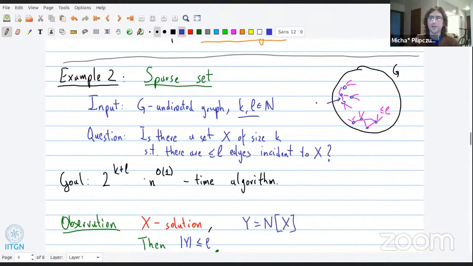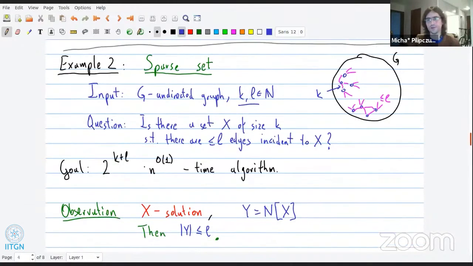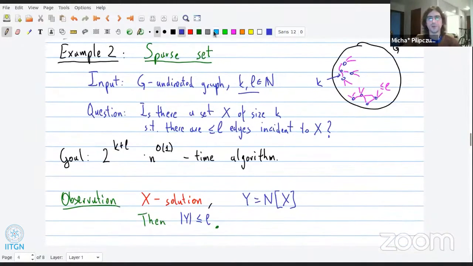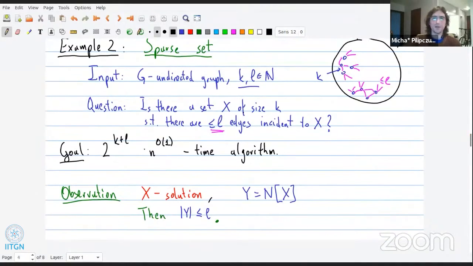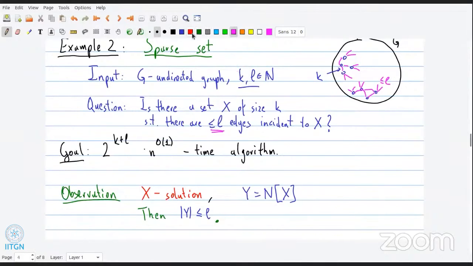So I need to pick k vertices so that the total number of edges incident to them is at most l. I will now show you a 2 to the power k plus l times polynomial time algorithm for this problem using color coding. And it is based on a very basic observation.